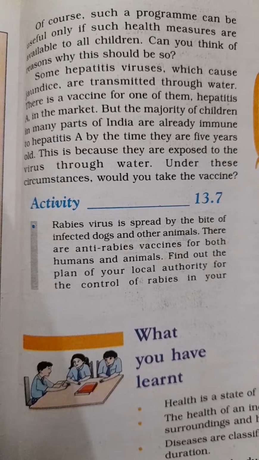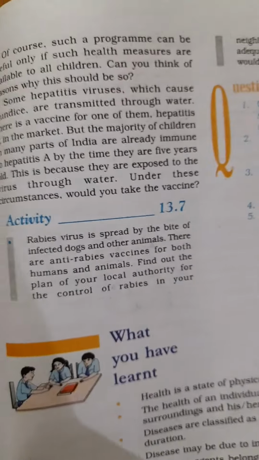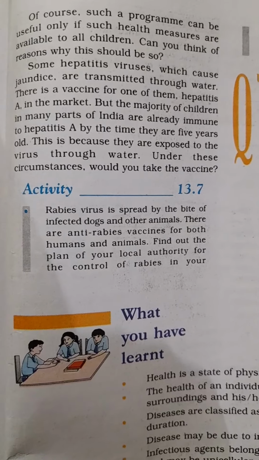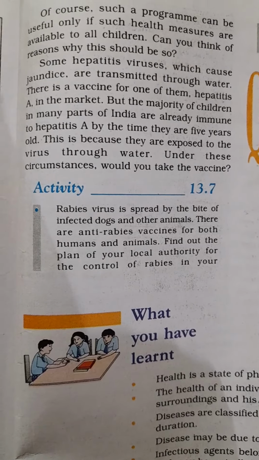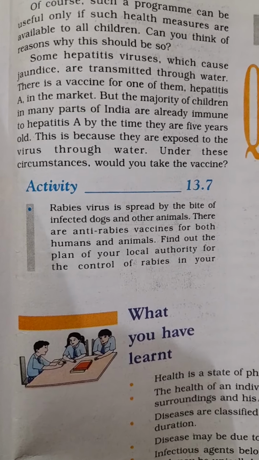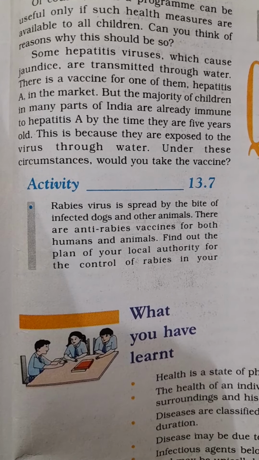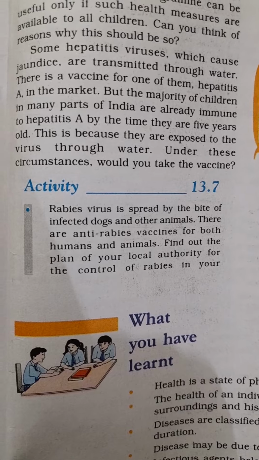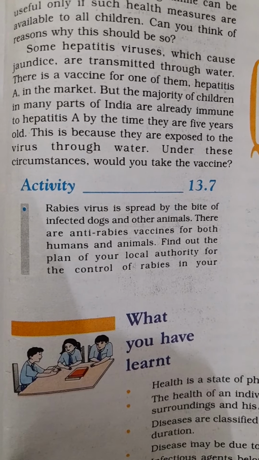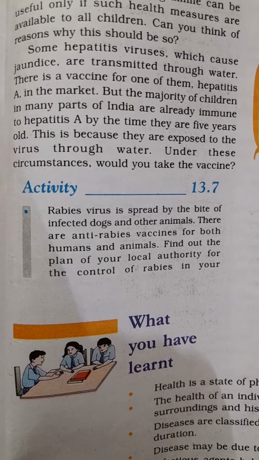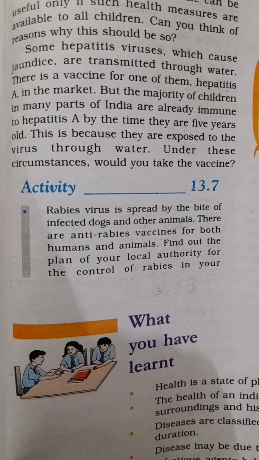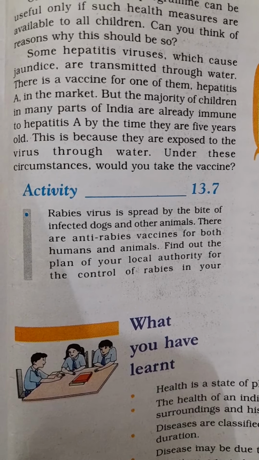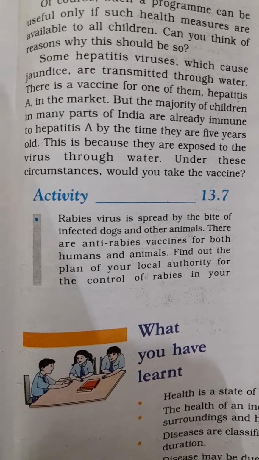Some hepatitis viruses cause jaundice, for example hepatitis B, and you have vaccinations for that. Hepatitis viruses are transmitted through the water. There is one vaccine for one of them, hepatitis A, in the market, but the majority of children in many parts of India are already immune to hepatitis A by the time they are 5 years old, because they are exposed to the virus through the water. Under these circumstances, will you take the vaccine?